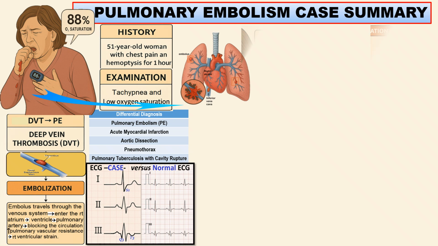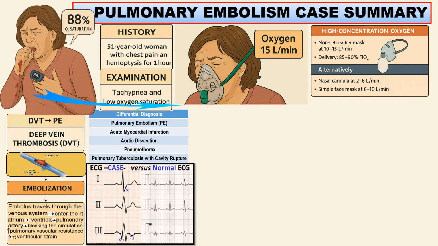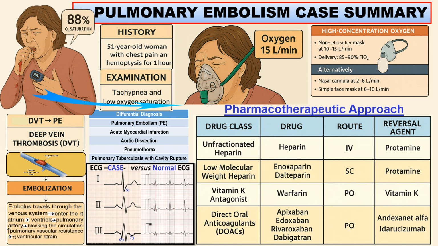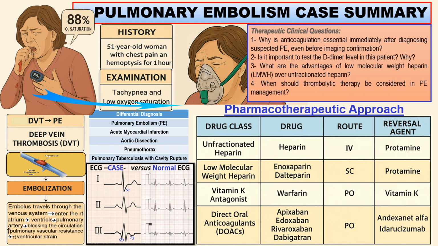Now this leads us to the fifth and sixth learning points, which are the emergency oxygen therapy and the anticoagulant options that can be used. And then the last learning point is about the important blood investigations and self-assessment questions to be answered by the students.